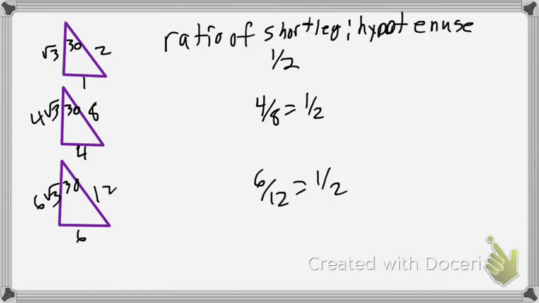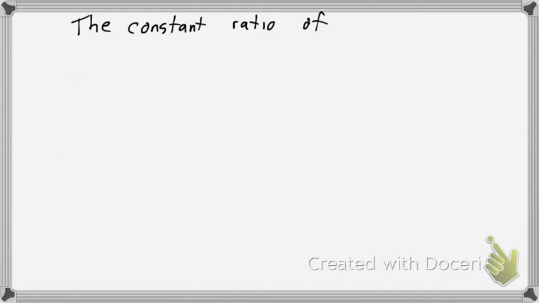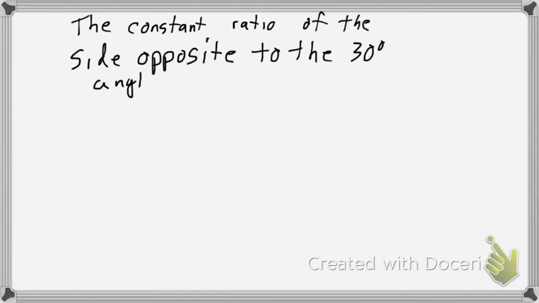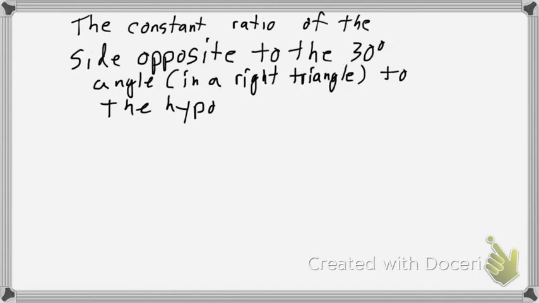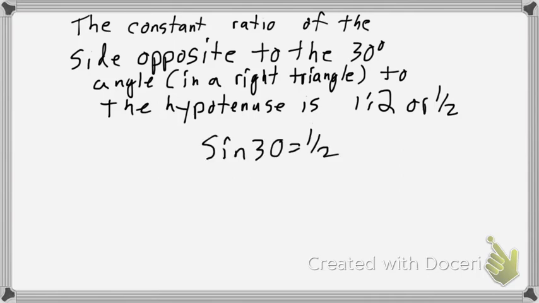I'm going to start off by saying the constant ratio of the side opposite to the 30-degree angle in a right triangle to the hypotenuse is 1 to 2, or 1/2. And I hope that everyone would agree with me on that. That's what we just did. But that's a lot to write. So instead, what I'm going to write is that the sine of 30 equals 1/2.